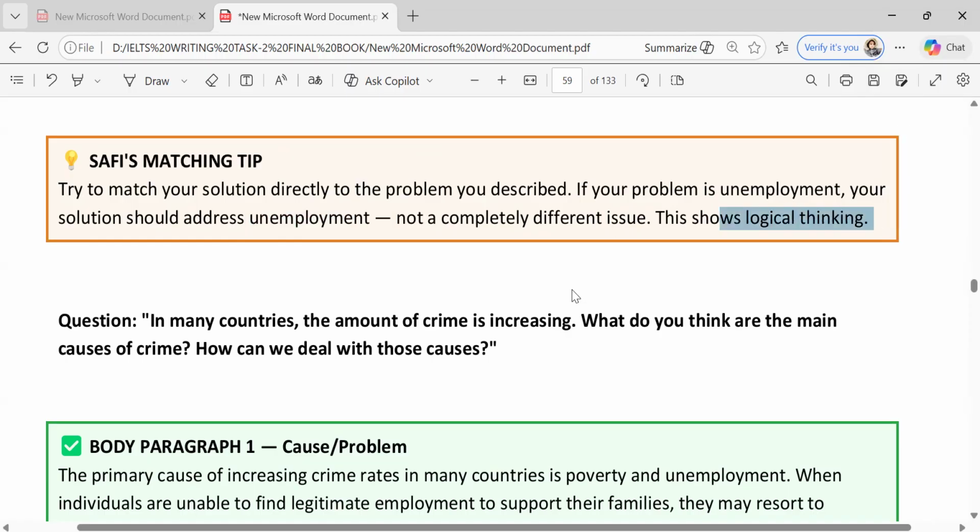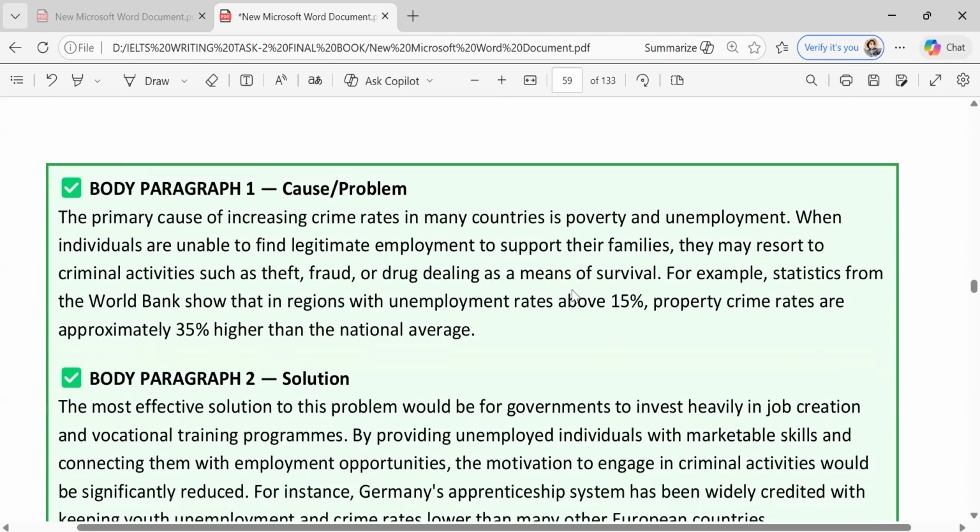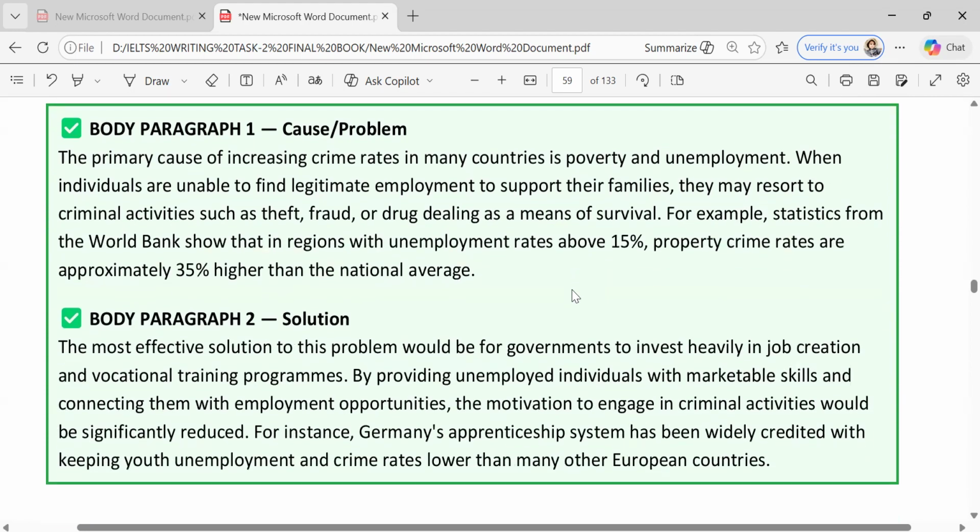Most of the time, students mention a problem about unemployment, but when it comes to the solution, they give a solution for something else. So make sure you do not do that. This is the model answer. You can take a picture, you can read it on your own.